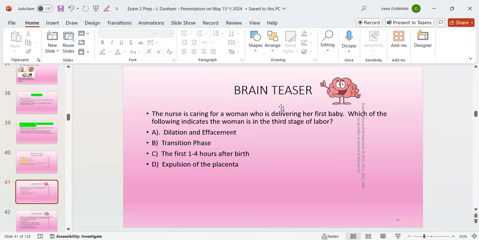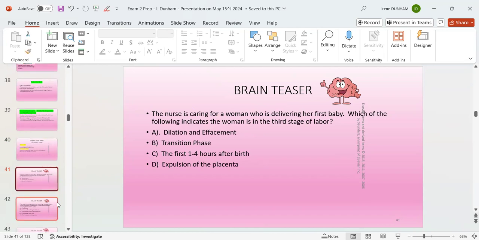Okay. So how about a brain teaser? The nurse is caring for a woman who's delivering her first baby. Which of the following indicates the woman's in the third stage of labor? D, dog. Good. I like that.